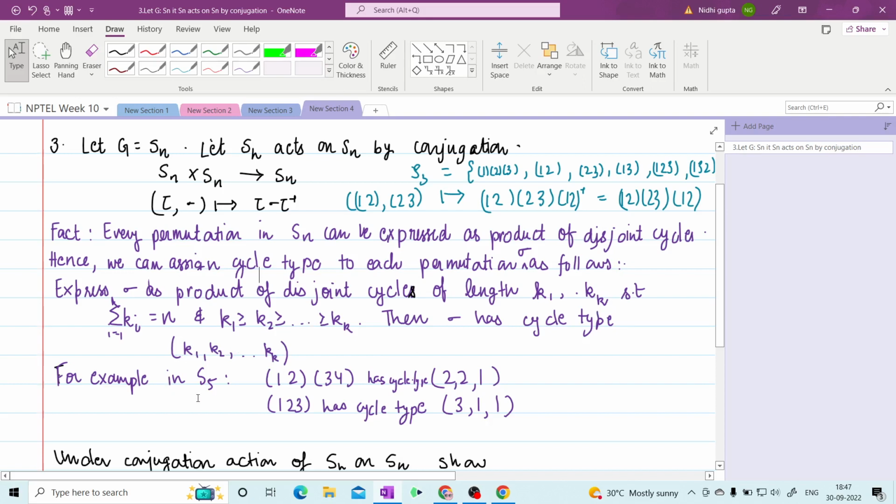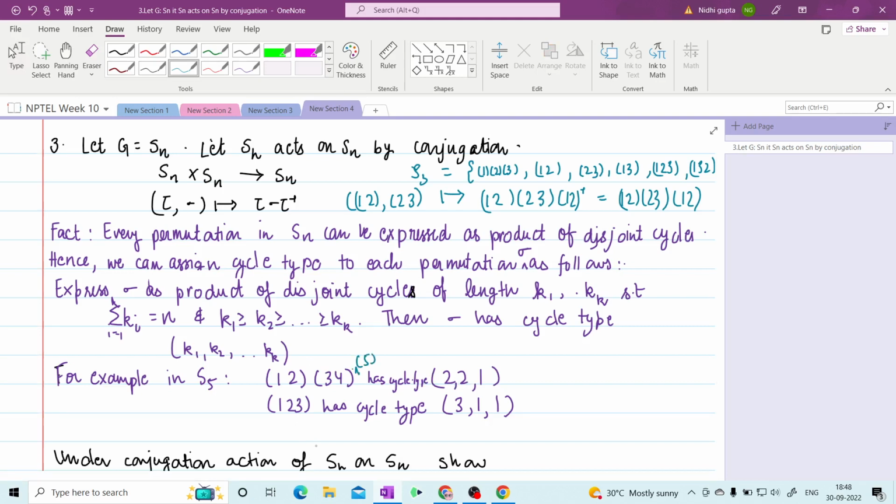For example, so now this is the definition. Now for example, in S5, if we have this element (1 2)(3 4). So first we see that we have written it as a product of disjoint cycles. Then the cycle type of this permutation will be 2, 2, 1, because we have a cycle of length 2, a cycle of length 2, and this is S5. So generally when we have these one cycles, we don't write it.